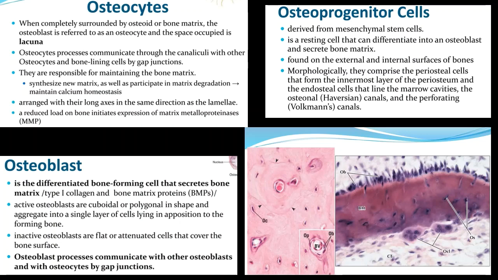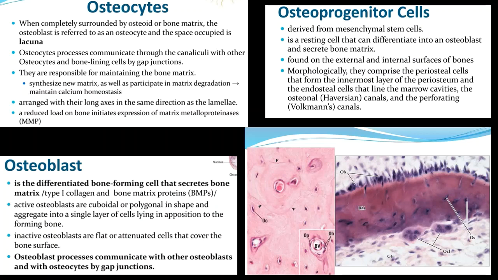Now you are very familiar with this. What is called the Haversian canal? What is called the Volkmann's canal? This is the site for the osteoblasts and the osteoprogenitor cells. Now osteoprogenitor cells differentiate into the more bone forming cells that secrete the bone matrix, type 1 collagen, and other bone matrix proteins. These are the osteoblasts. The active osteoblasts are cuboidal to polygonal in shape and usually lie in aggregates or a single layer, forming the apposition to the bone. So these are the locations of the osteoblasts.